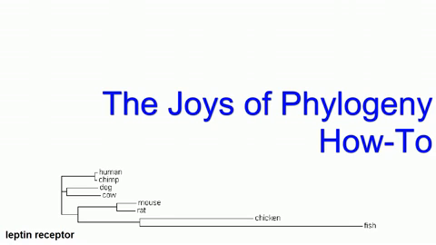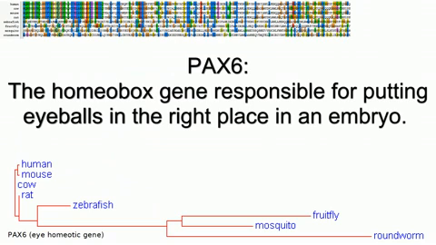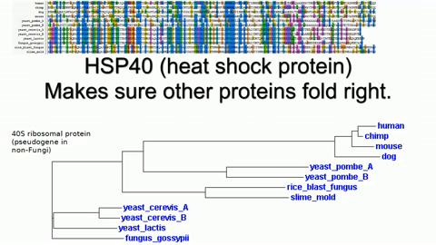The joys of phylogeny. How to. In the last video, I showed how the use of inherited DNA markers are the basis of paternity tests. The same process of testing for inherited genetic markers is used by scientists to group organisms into phylogenetic trees based on the similarities of sequence.